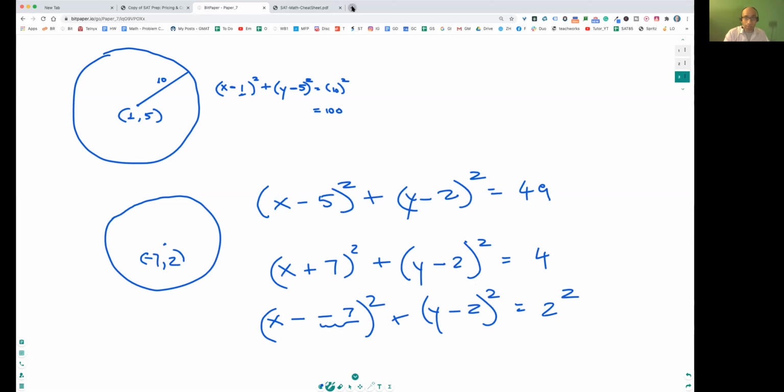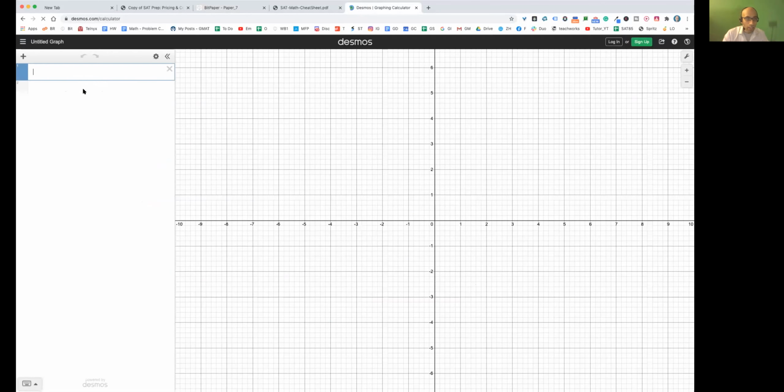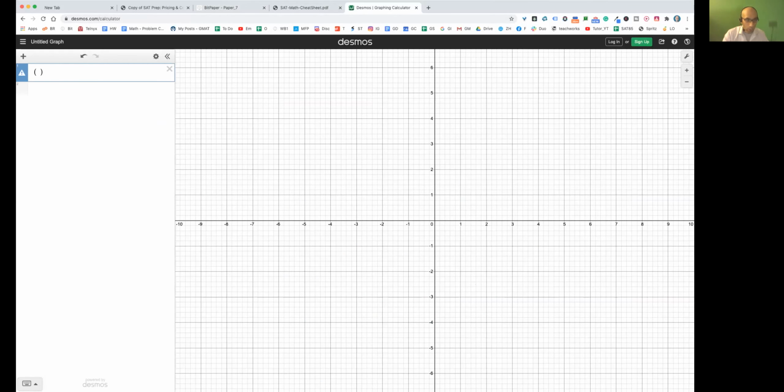You can go to decimals. I highly encourage you, for at least a little bit, to use this functionality and just see for yourself how things look. So I'm going to type it over here: x plus 7 squared plus y minus 2 squared is equal to 4.